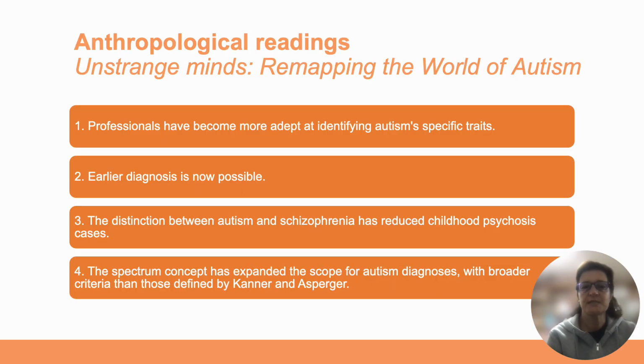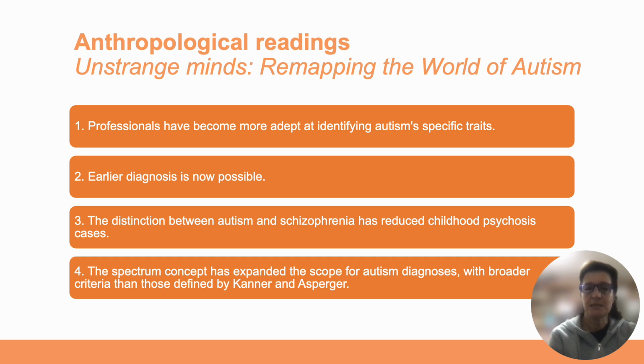The book presents a thesis aiming to challenge the discourse on the so-called autism epidemic, which some attribute to an increase in diagnosis. Grinker offers seven arguments to explain this proliferation. First, professionals have become more adept at identifying autism-specific traits. Second, early diagnosis is now possible.